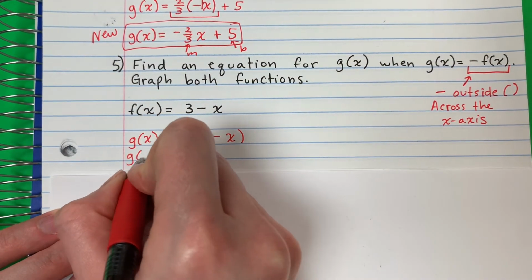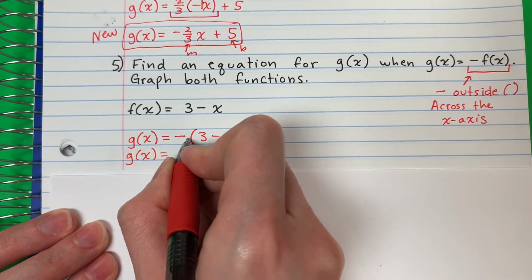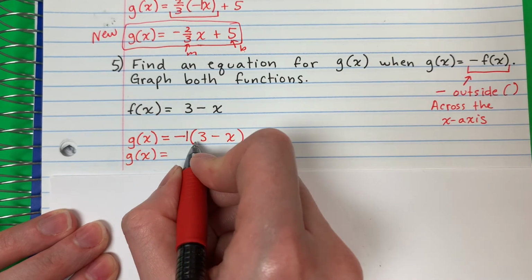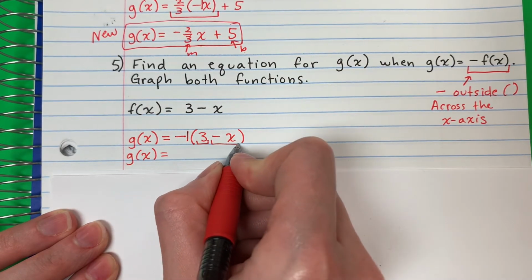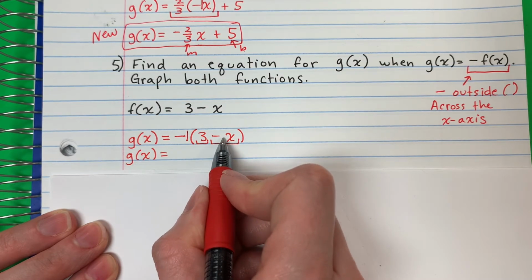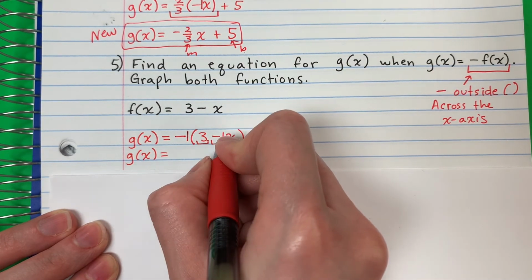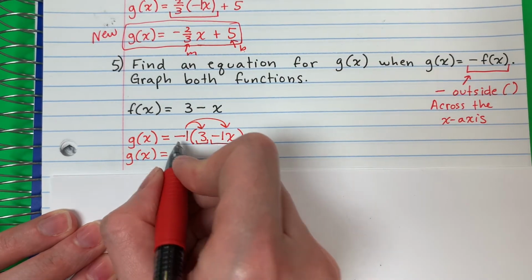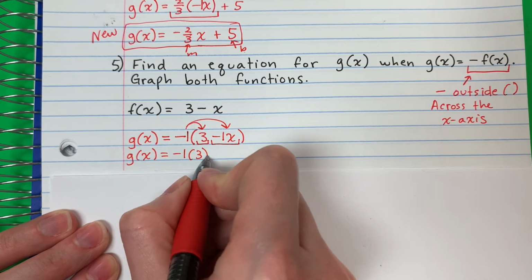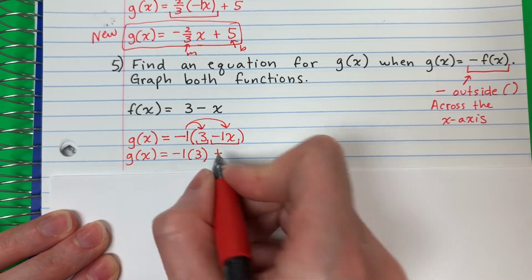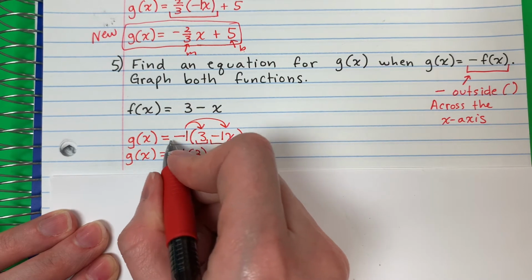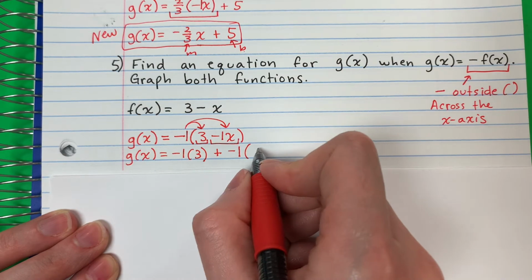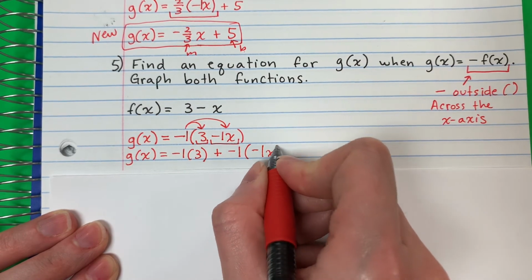Okay, copy g of x equals. What number here if there's no number? ¿Cuál número está aquí si no hay número? 1, uno. And there's two parts, y hay dos partes. 1, 2. If there's no number here, what number? 1. So I'm going to do negative 1 times 3 and negative 1 times negative 1x. So negative 1 parenthesis 3 parenthesis. Plus to separate, más para separar, repeat, negative 1, parenthesis, the other part, la otra parte, negative 1x.